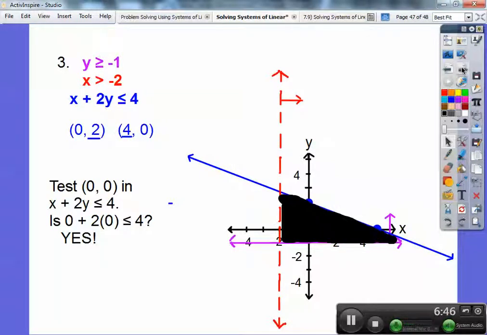So it's to the right of the red line, it's below the blue line, and it's above the purple line, so it's that little right triangle right there.